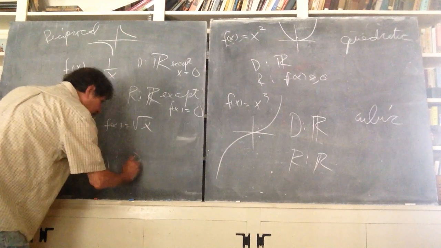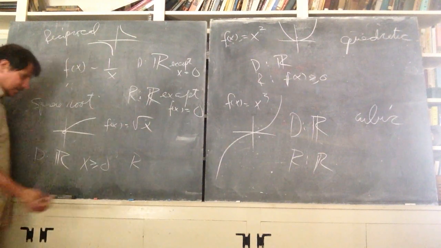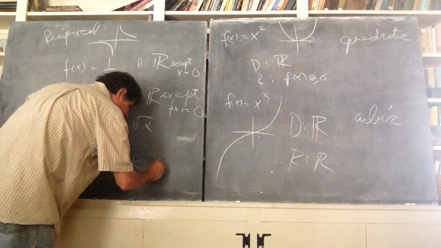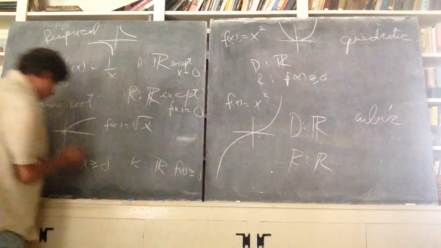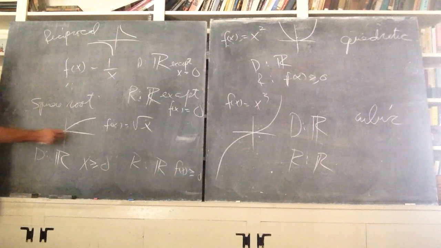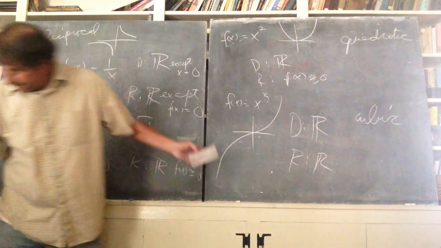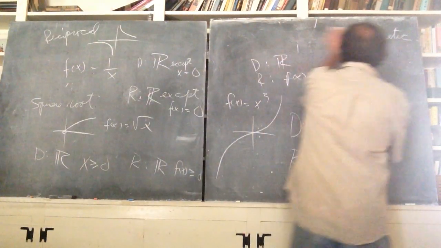The range is the exact same thing: all the reals, f of x greater than or equal to 0. This particular function will never be in any of those 3 quadrants. Cube root, one more.